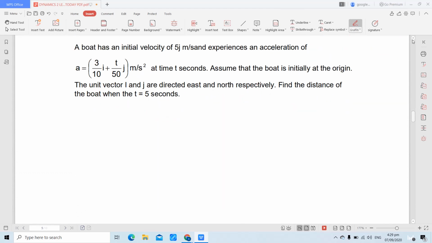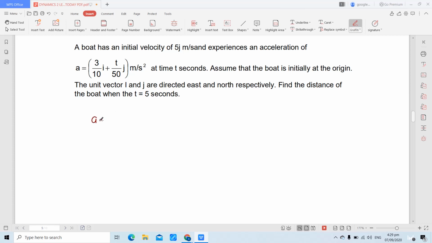We have here, a boat has an initial velocity of 5j in meter per seconds. It experiences an acceleration of a equivalent to 3 over 10i plus t over 50j, where a is in terms of meter per second square at time t seconds. Assume that the boat is initially at the origin. The unit vector i and j are directed east and north respectively. Find now the distance of the boat when the value of time is 5 seconds.